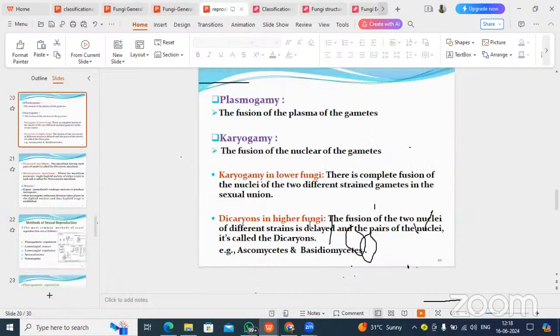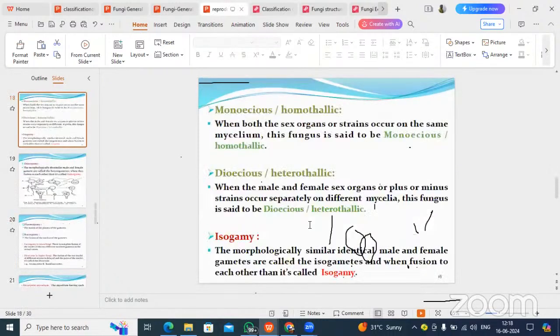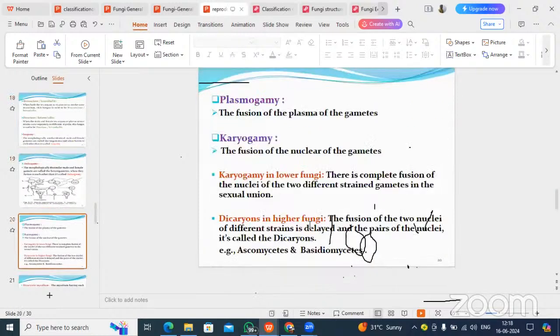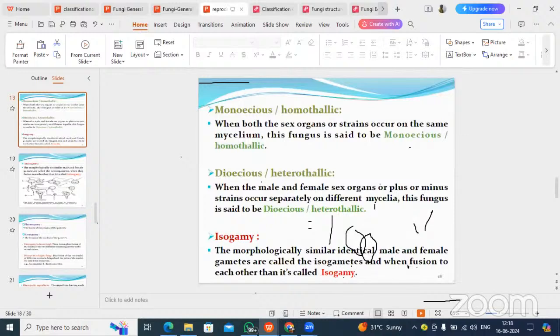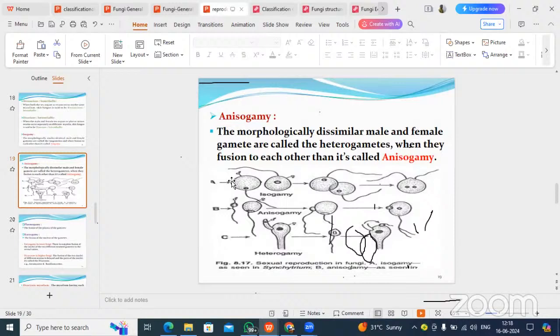Planogametangial copulation is again divided into three: isogamy, anisogamy, and oogamy. Isogamy means two equal size spores. If two equal size spores are combined together, we call it isogamy. Iso means equal, structurally and functionally equal. Anisogamy means unequal. Female is larger and male is smaller, or female is stable and male shows movement. Unequal size spores fused is anisogamy; equal size spores fused is isogamy.